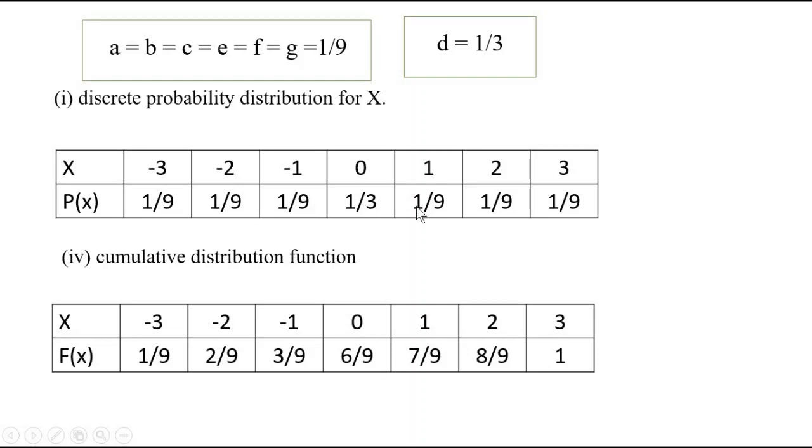And you have to add all these up to 1, which is 7 by 9, and then you have to add all these up to 2, which is 8 by 9, add all these up to 3, which is 9 by 9, which is equal to 1. I hope you know what this is. It is nothing but the sum of all the probabilities, and it will always be 1. Thus we have found out the cumulative distribution function. Now let us find out the mean.